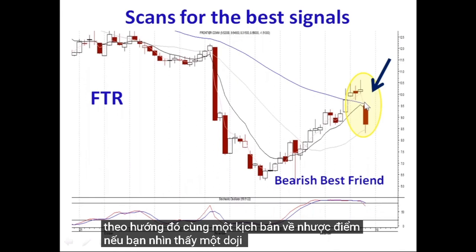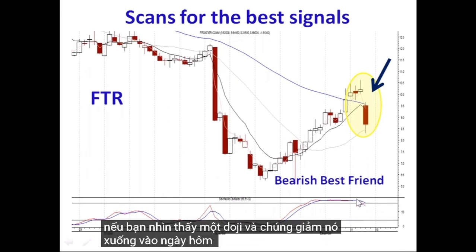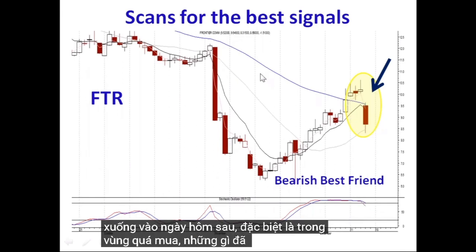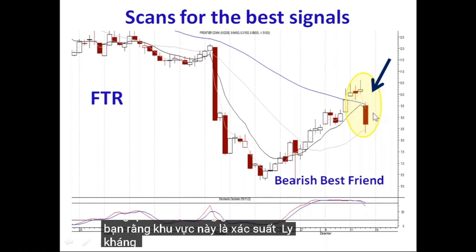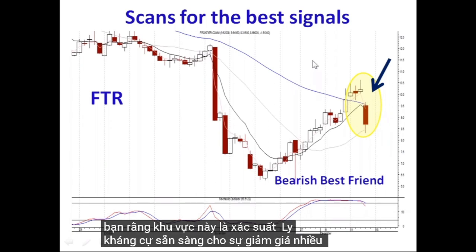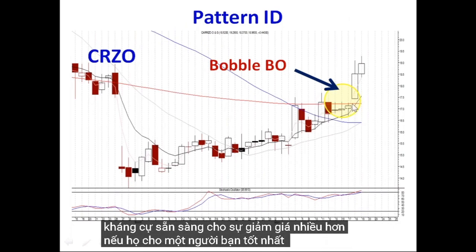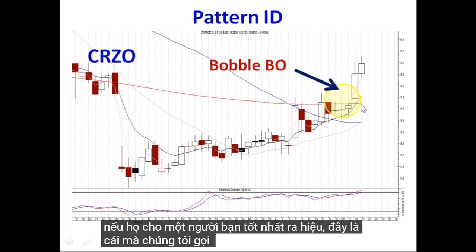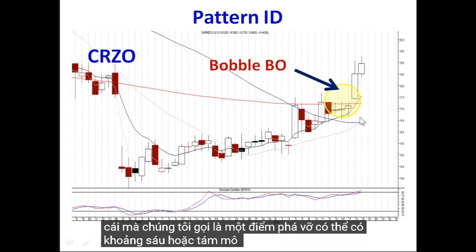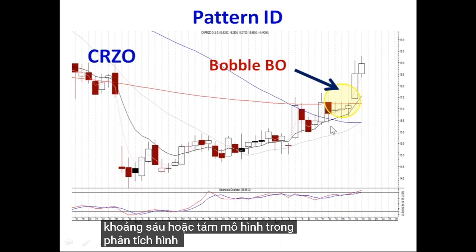If you see a doji and they gap it down the next day, especially in the overbought area, what's that tell you? It told you this area is probably resistance. Get ready for more downside. If they do a best friend signal, this is what we call a bobble breakout. There's about 6 or 8 patterns in candlestick analysis.